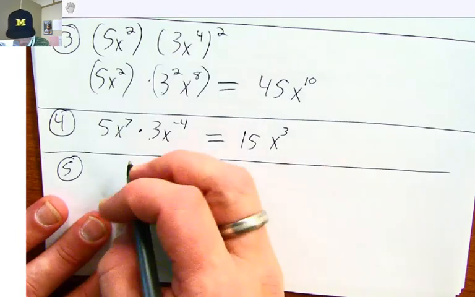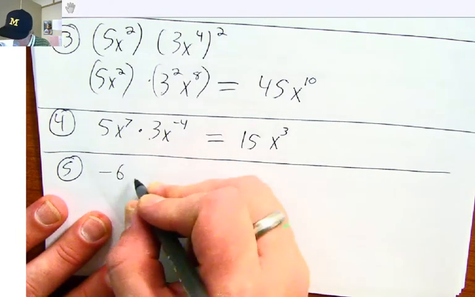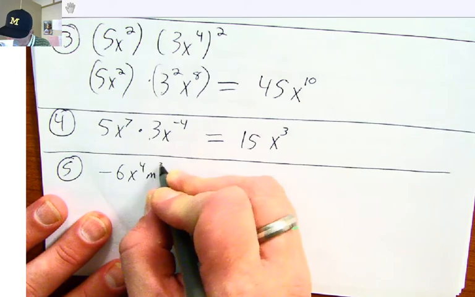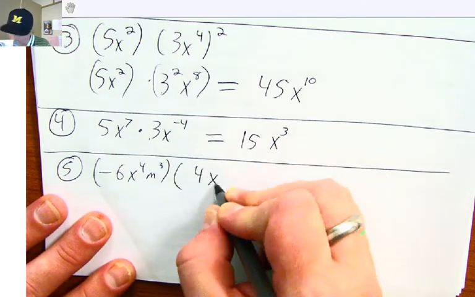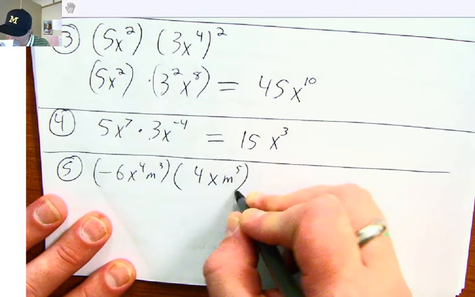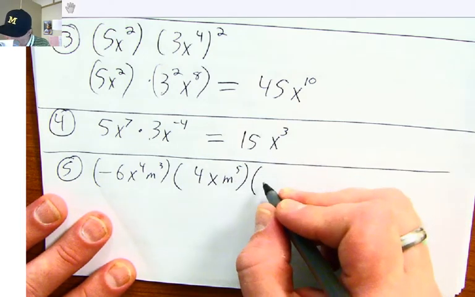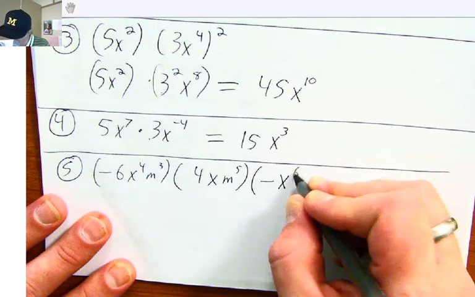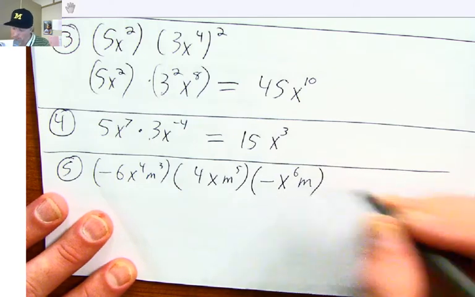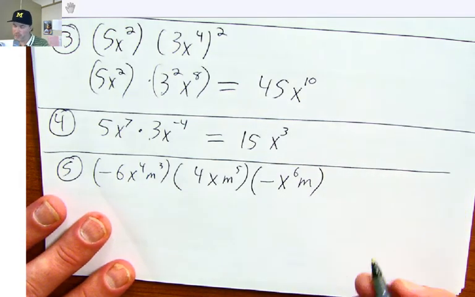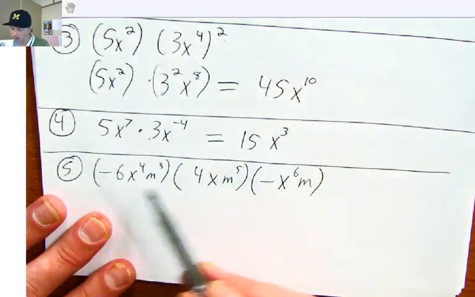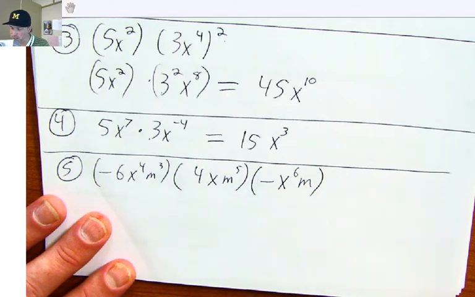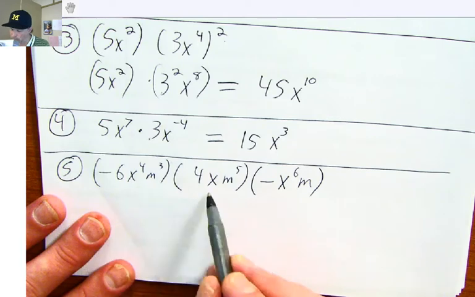Number 5. Okay, first set of parentheses: negative 6, x to the 4, m to the 3. Second set of parentheses: 4, x, m to the 5. Third set: negative x to the 6th m. Well, if I think back to two examples ago when I had this power on the outside, I don't have any powers on the outside here, so I don't have to worry about a power property. I just have to worry about product property.